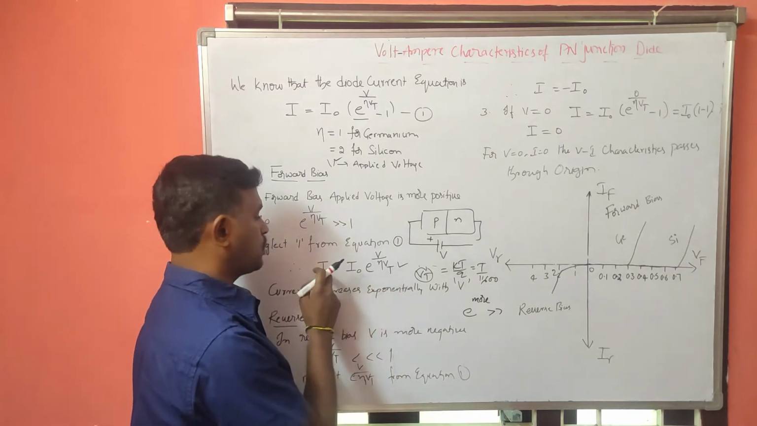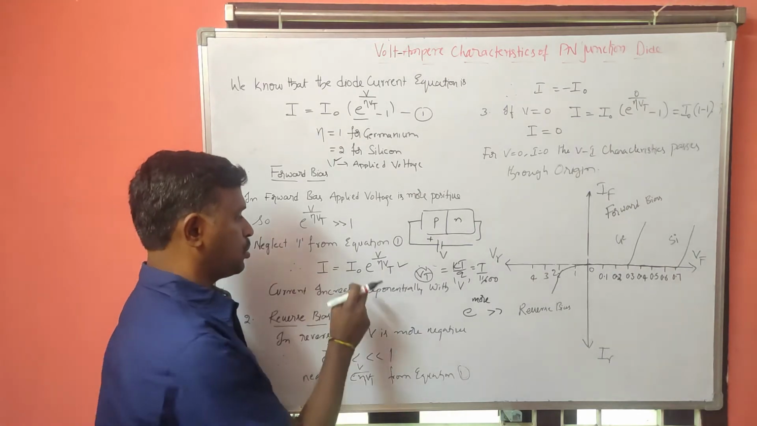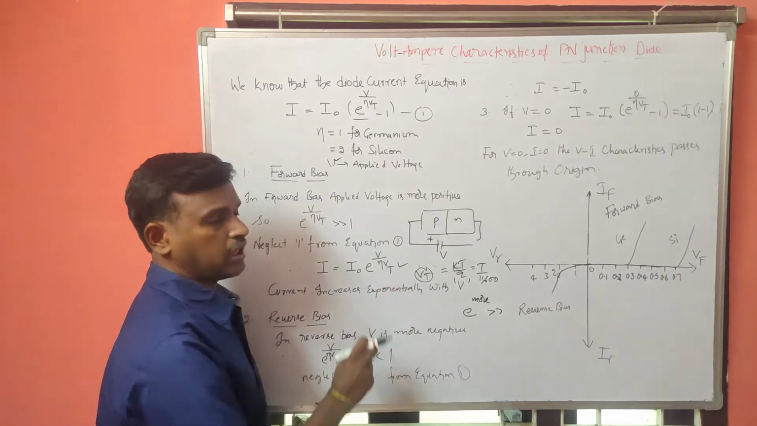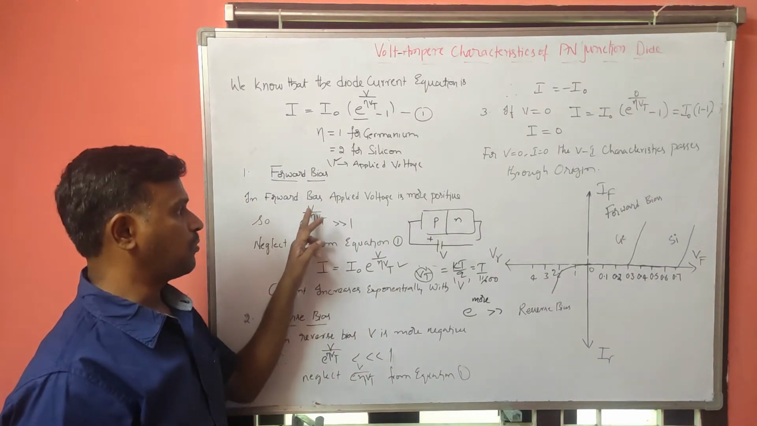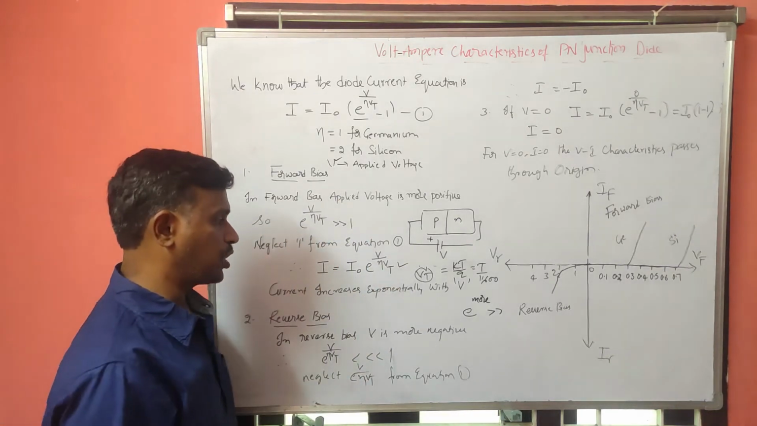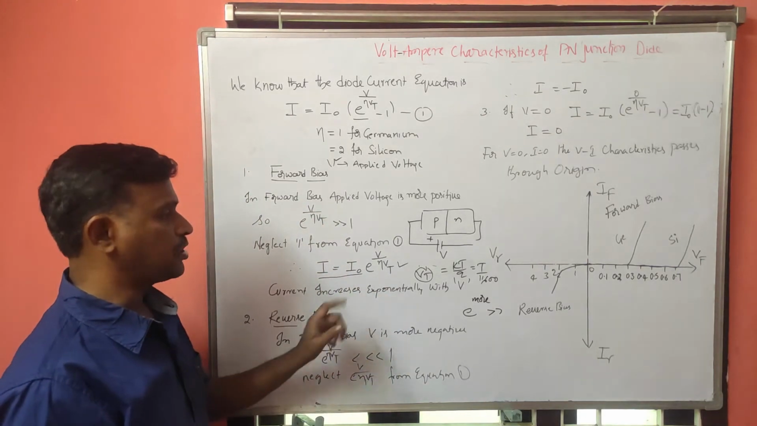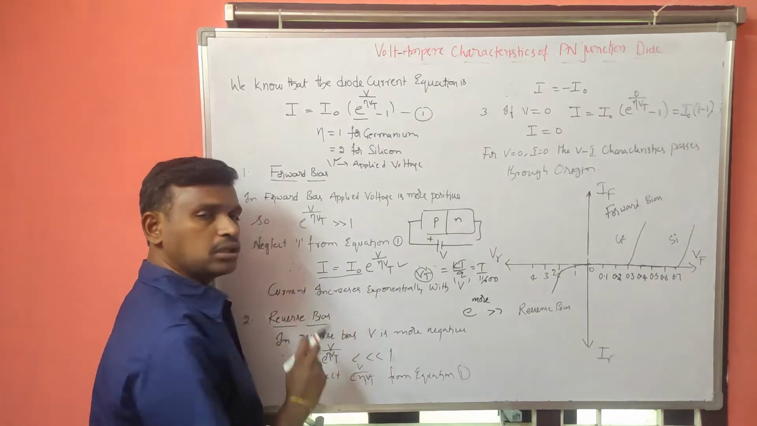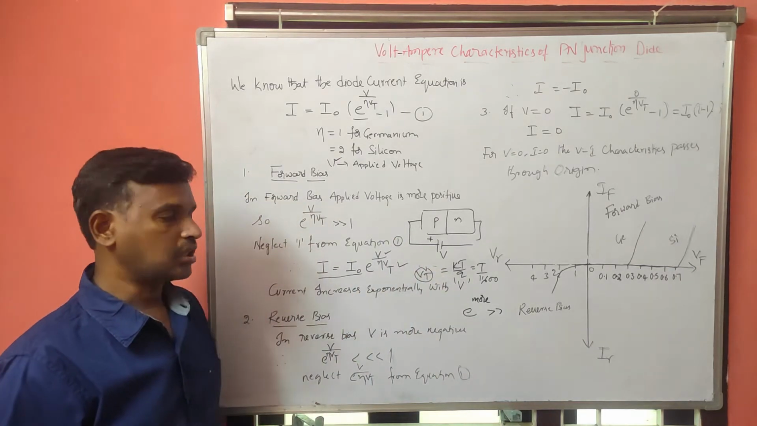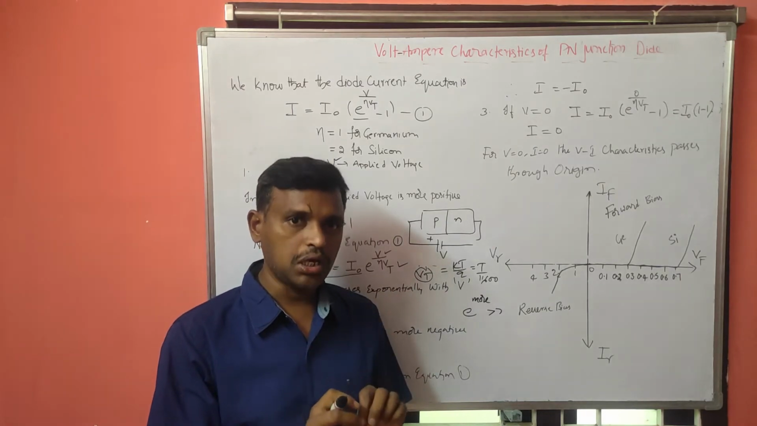Therefore the total current varies with the applied voltage. So I is equal to I naught into e power V by neta Vt. If I consider that e power V by neta Vt is very much greater than 1 for the more positive values of the applied voltage, therefore I is equal to I naught into e power V by neta Vt. From this equation we can say that the diode current varies exponentially with the applied voltage. That is nothing but the diode current increases exponentially with respect to the applied voltage.